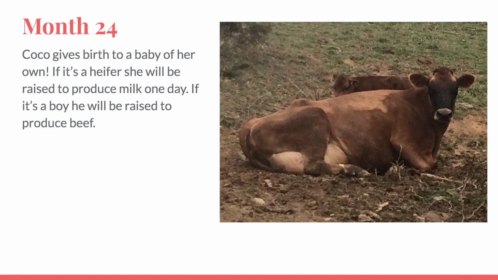Next up, so Coco gives birth to a baby of her own. If that baby is a heifer, if it's a girl, she'll be raised to produce milk. If it's a boy, he's going to be raised to produce beef. So this is not Coco in this picture. This is one of her cousins. Coco is still a little baby right now. But I think this is Jesse. Yeah, this is Jesse. Jesse in this picture, you can tell, guys, had a bull calf. So he's going to be raised to produce beef.